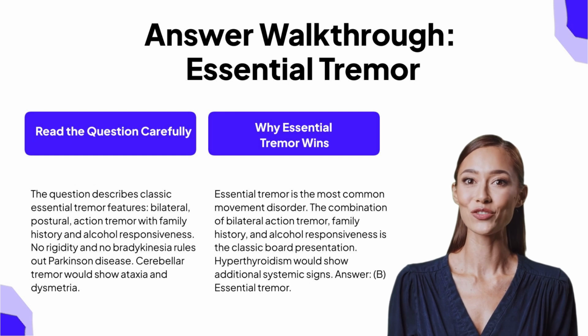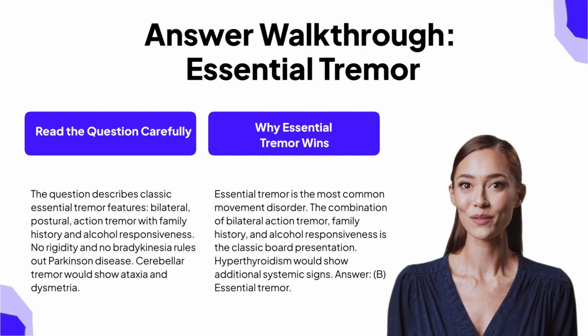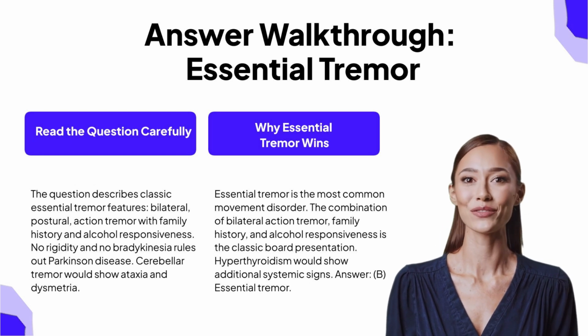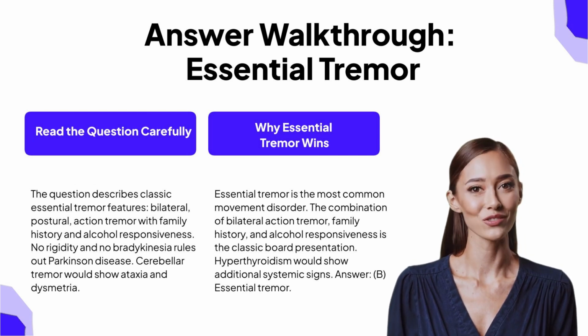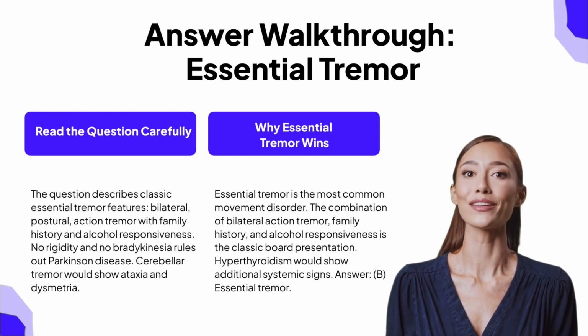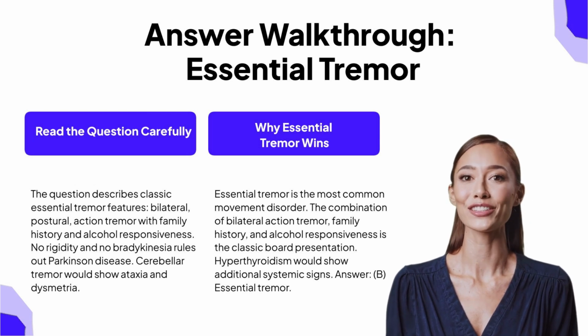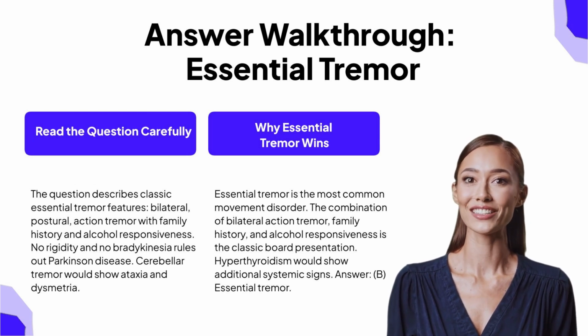Now, why does essential tremor win? Essential tremor is the most common movement disorder. The combination of bilateral action tremor, family history, and alcohol responsiveness is the classic board presentation. Hypothyroidism would show additional systemic signs like weight loss, tachycardia, and heat intolerance. The correct answer is B, essential tremor.